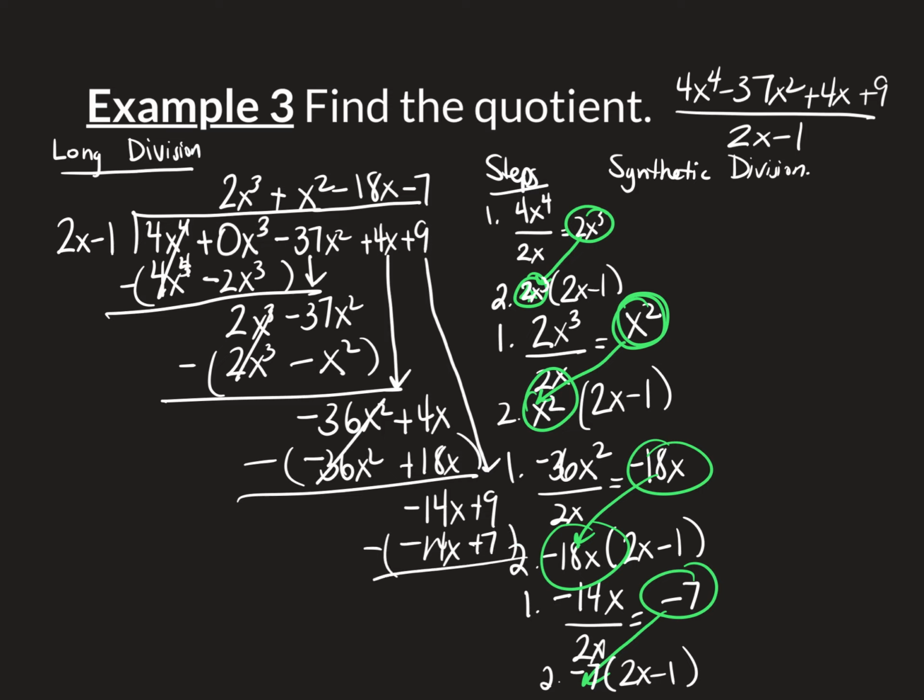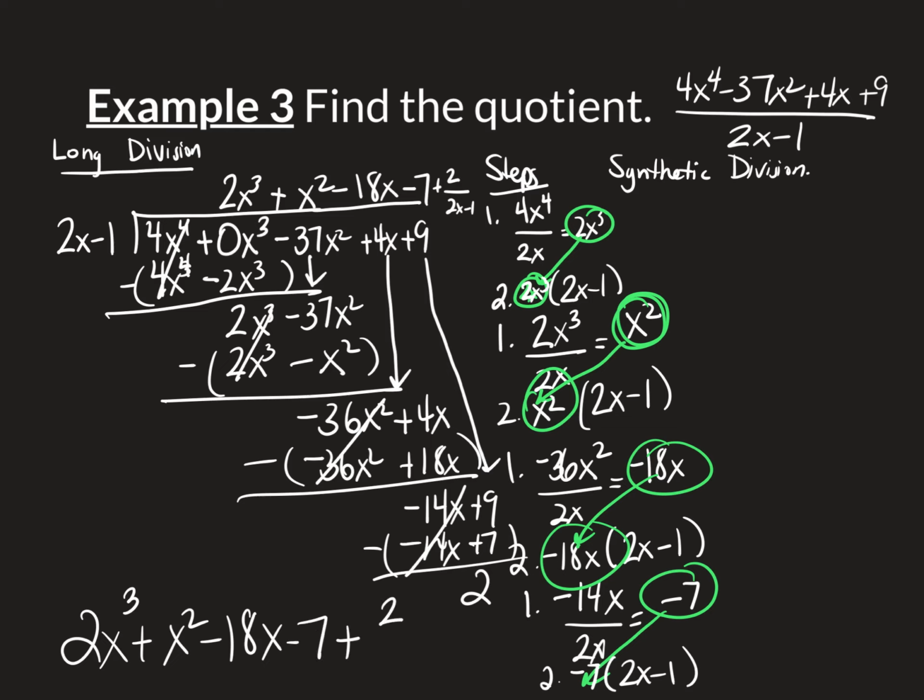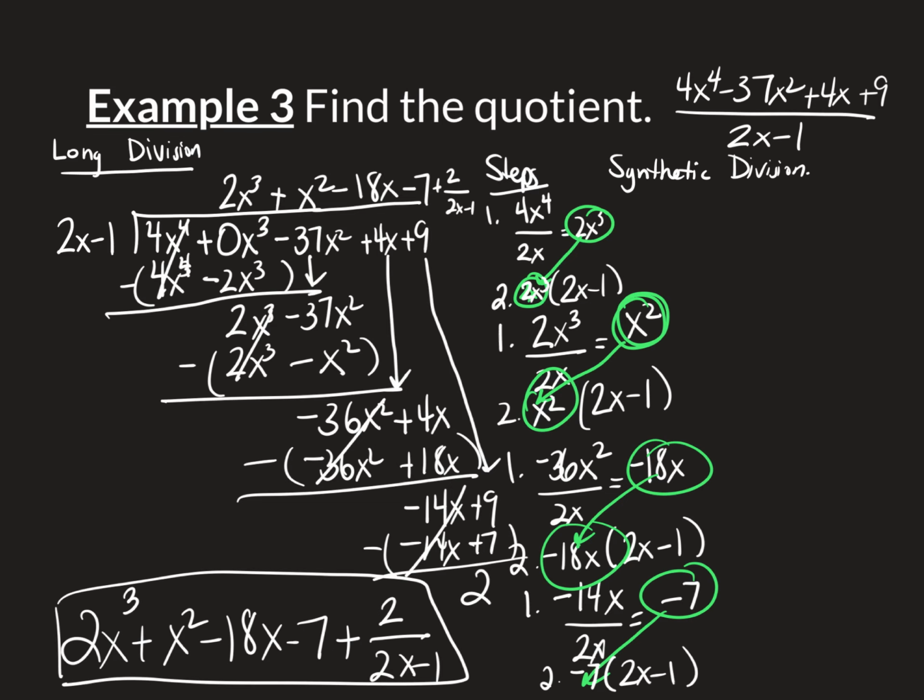Then you subtract. -14x minus -14x is 0. 9 minus 7 is 2. So that's my remainder. It's a +2 over the divisor. I'm going to write out that answer bigger. My quotient is 2x cubed plus x squared minus 18x minus 7, that's the quotient, plus the remainder over the divisor. And that's the answer to that one.